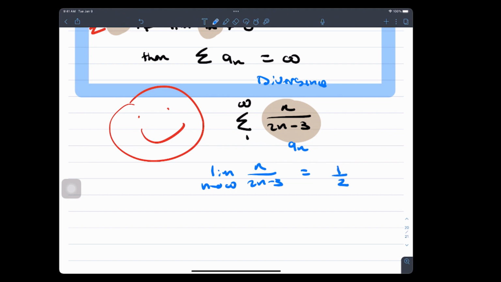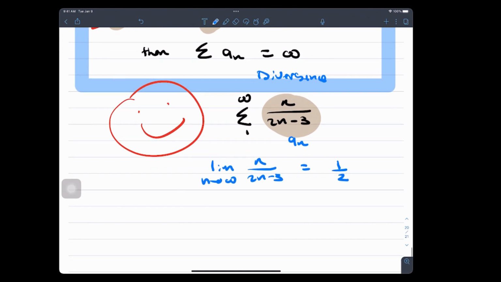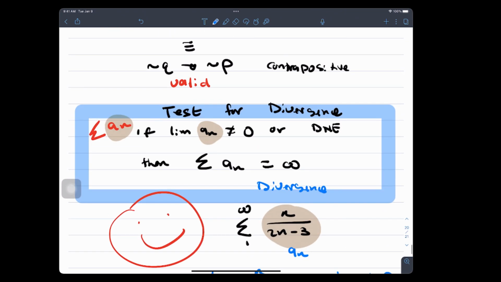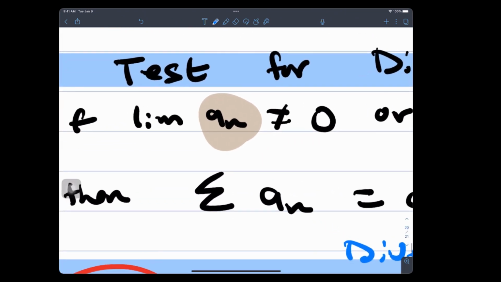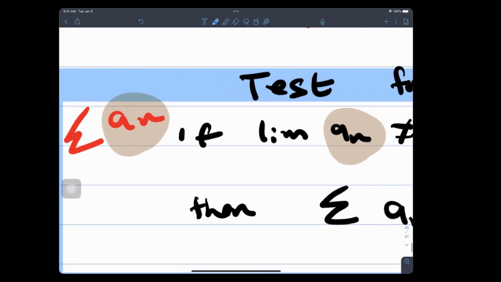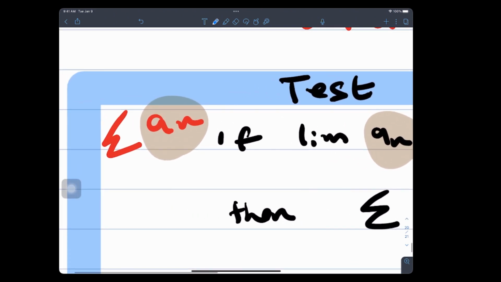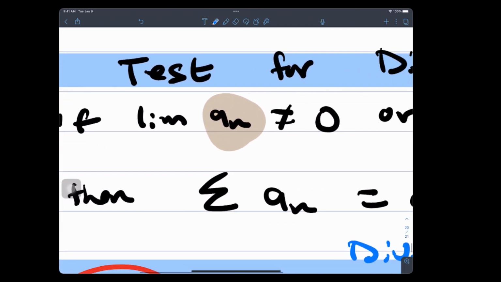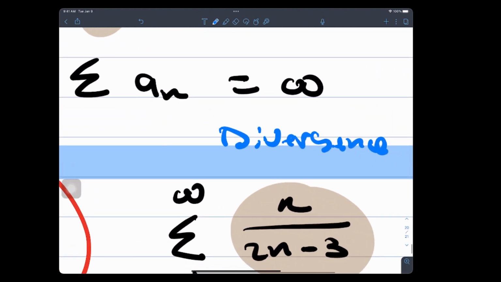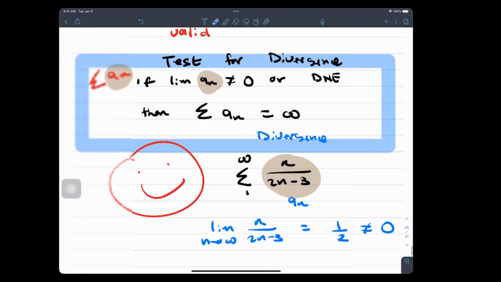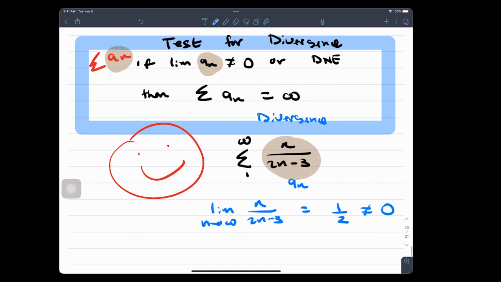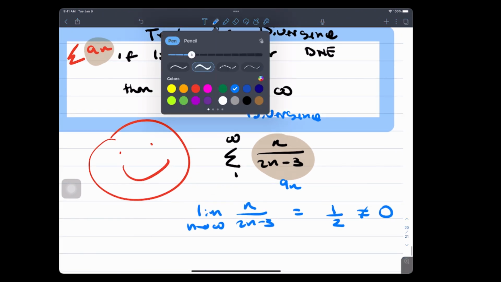Not limit 1/2? Do you guys see what I'm saying? Guess what? That's not equal to what? 0. So what happens if the limit of AN in your series is not 0? What could you guarantee? Diverges. So here's what you essentially say, ladies and gentlemen. This series what?